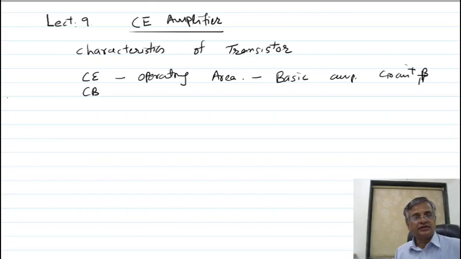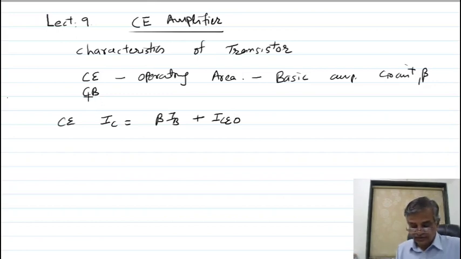For common emitter, we have seen the equation of collector current is beta IB plus ICEO. Now, then we have discussed the common base.